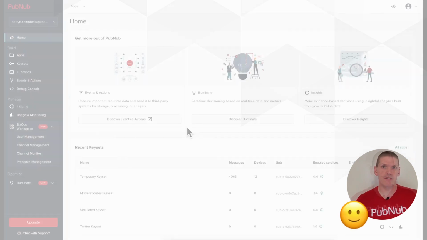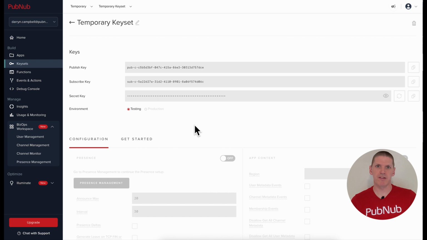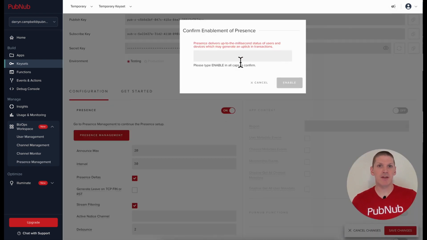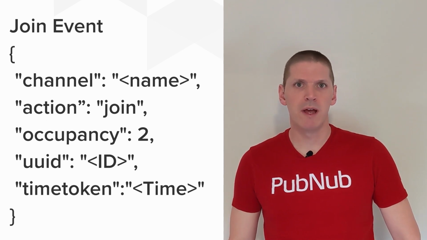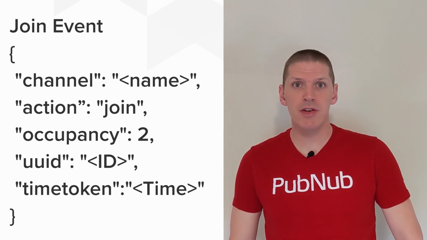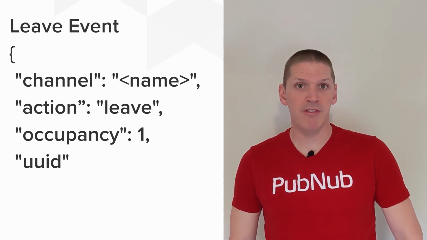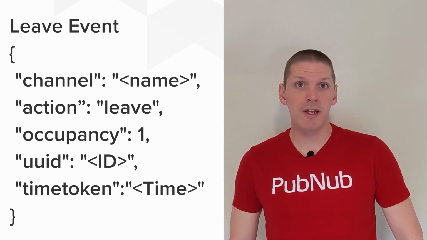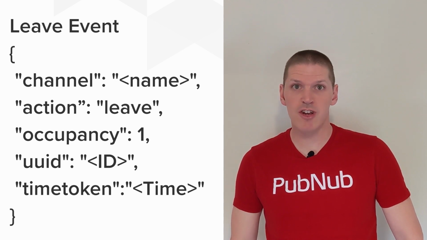To enable Presence, log into the PubNub admin portal at admin.pubnub.com and select the app and key set on which you want to enable Presence. Toggle the Presence switch in the key set configuration, type Enable in all caps, and be sure to save your changes. As clients subscribe to channels, PubNub will generate join events, which other clients can register to listen for. Every new client who subscribes will generate a new join event, and as clients unsubscribe from channels, PubNub will generate a corresponding leave event. So, by listening for join and leave events, clients can keep track of who is present in the channels and how many subscribers each channel has.